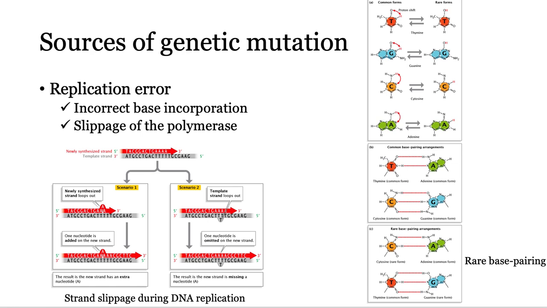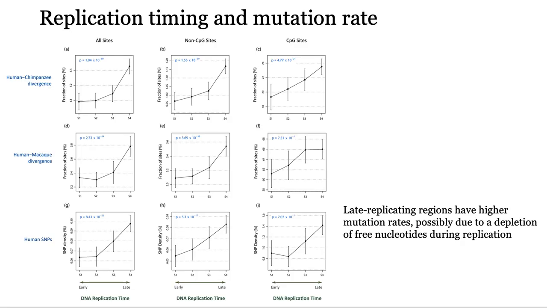When you look at the genome, some part of the genome is replicated early, some part is replicated later. The part of the genome that is replicated later usually has a higher mutation rate. And this is just an indication, a result from a research study showing that regions that have late replication timing tend to have a higher mutation rate. Those three columns represent different kinds of sites.